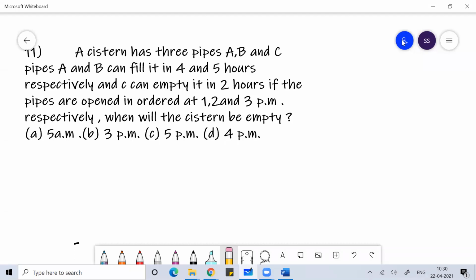Sorry everyone. The internet went away, so the class got disturbed because of that. When I reconnected, I hope I'm audible. You can see my screen.